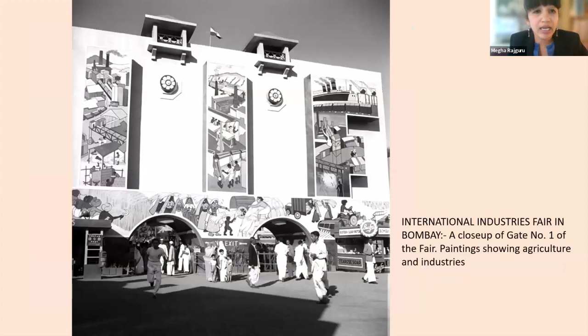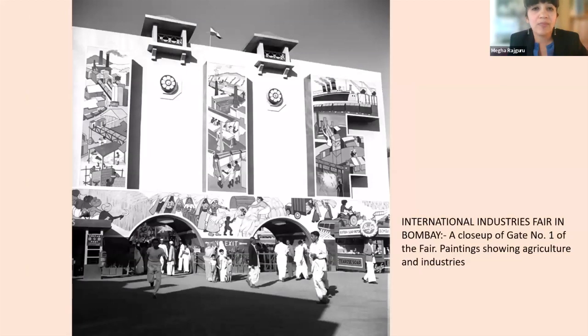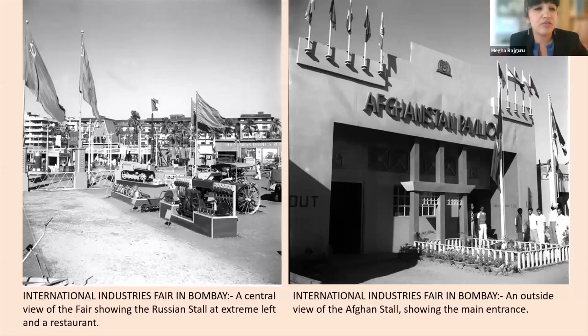What we see here is an image of the entrance of one of the gates into the fair. And here we see paintings showing agriculture and industry. In another image, we see a central view of the fair showing the Russian stall at extreme left. You can see the Russian flag flying on the left-hand side. In the image on the right, we see the view of the Afghan stall showing the main entrance.